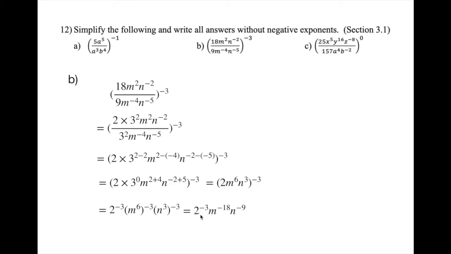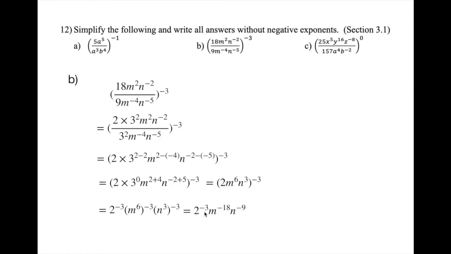So 2 to the power of negative 3, we just copy that. For the m, 6 times negative 3 is negative 18, so we put it here. N has a power of 3 times negative 3, which is minus 9. So this finishes dealing with the power outside.